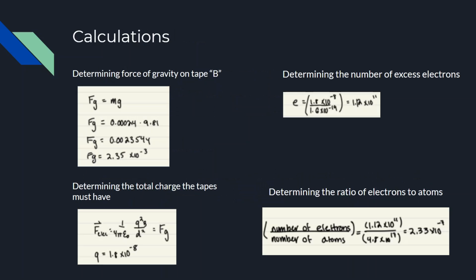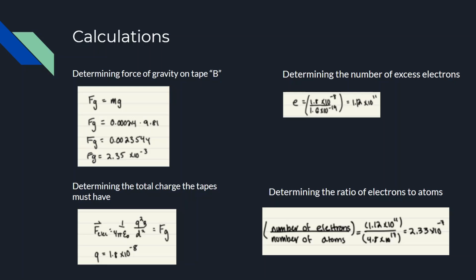The first calculation that we did was determining the force of gravity on tape B. Then, because the system is at equilibrium, we set it equal to the electric force equation that we found earlier to determine the charge to be 1.8 times 10 to the negative 8.